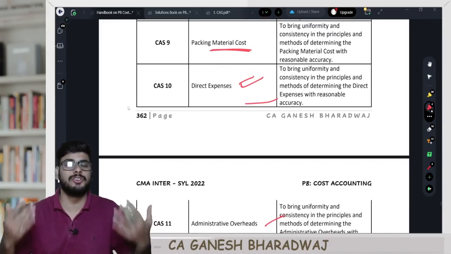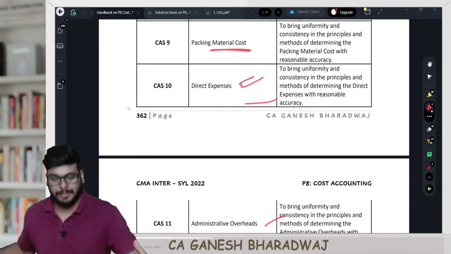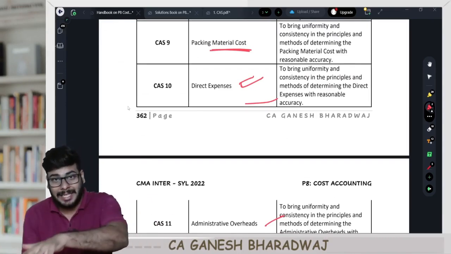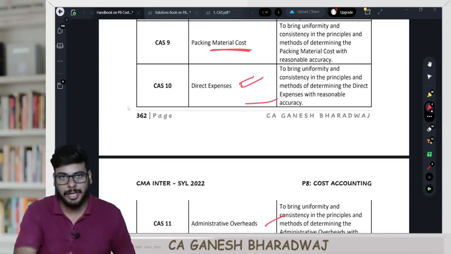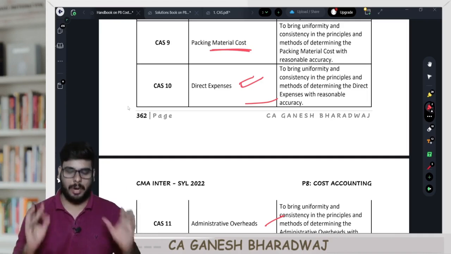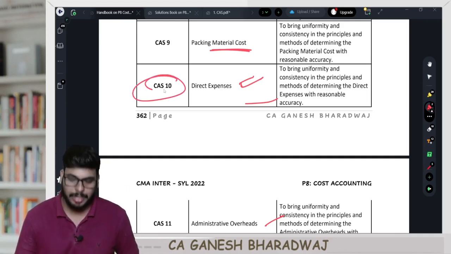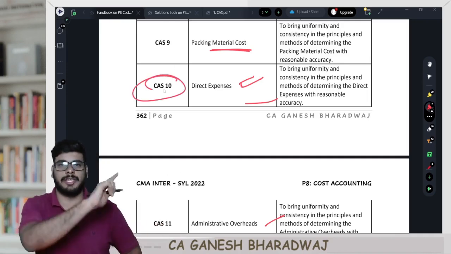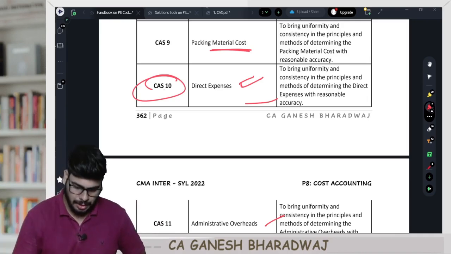Why have I told you this? So that you need not mug it up. You will at least know what each of these standards is talking about. The practical implementation of this, we have studied during the course of our subject. This chapter is only a theoretical chapter. Now, what will they ask? They will ask you to write the scope and objective of CAS number 10. So, CAS 10, direct expense. Now, what do you need to do?